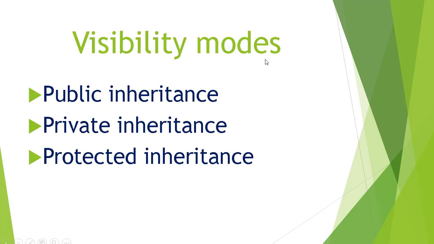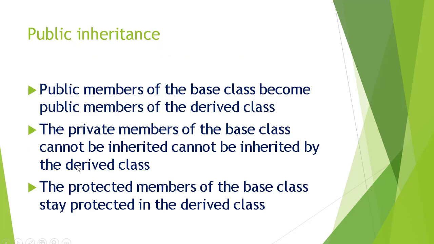As I told you in the syntax, there are visibility modes. There are three types of visibility modes: public inheritance, private inheritance and protected inheritance. First we'll see public inheritance. Public members of the base class become public members of the derived class. The private members of the base class cannot be inherited by the derived class.